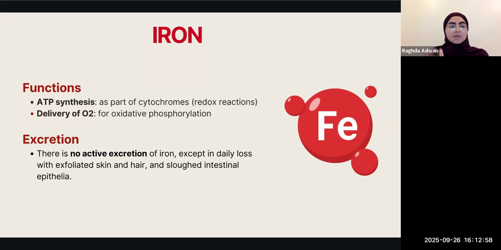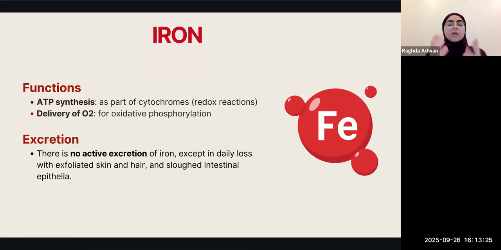Now, the excretion of iron: there is no active excretion of iron in our body. The body does not have a way of getting rid of iron the way it can get rid of other things, except through natural loss of skin and hair, and intestinal epithelium. Other than these processes, there's no active excretion. There's no way for us to actively get rid of iron. This is going to form the basis of the entire lecture.